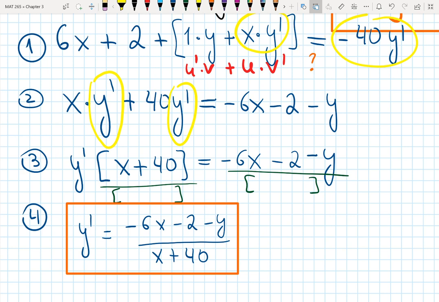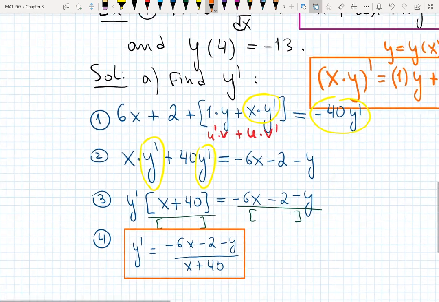Signs, oh, actually it might be correct. If it's like 6x plus 2 plus y over minus x minus 40, yeah, if you factor out the negative sign and it matches with my notation, it's good. No, good question, yes. That's it, 4 steps. Not too bad.